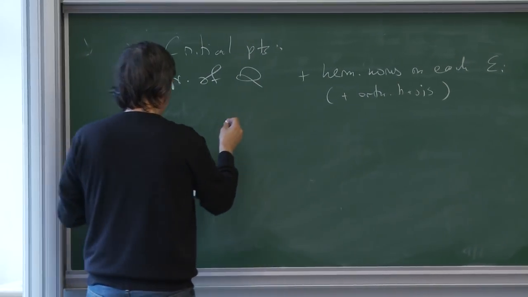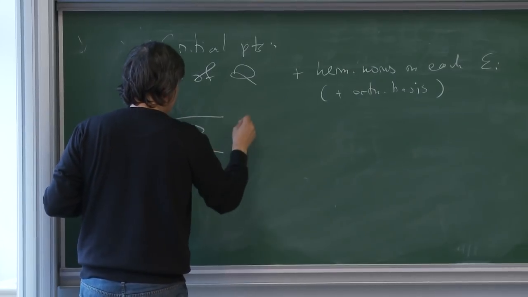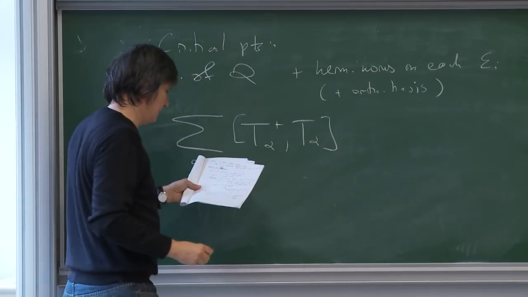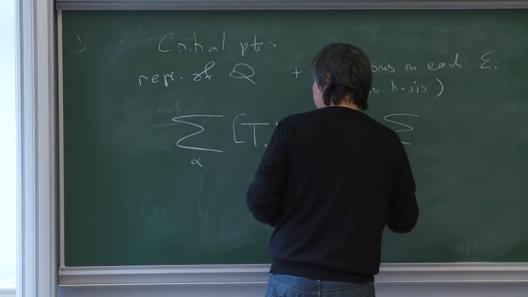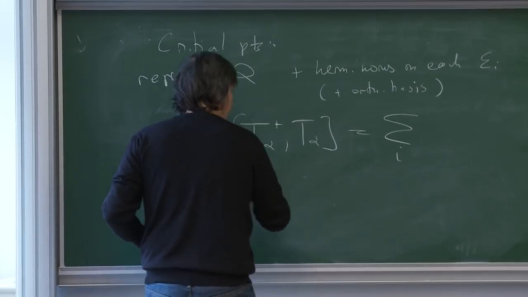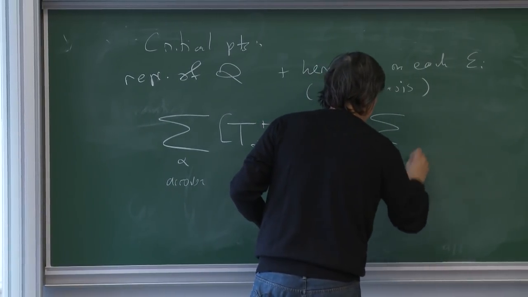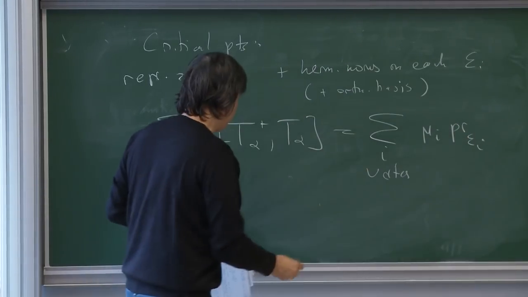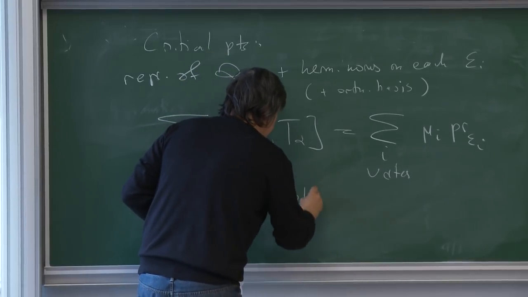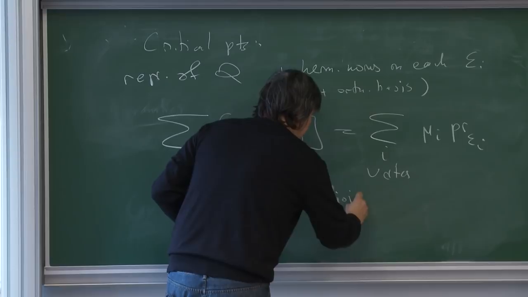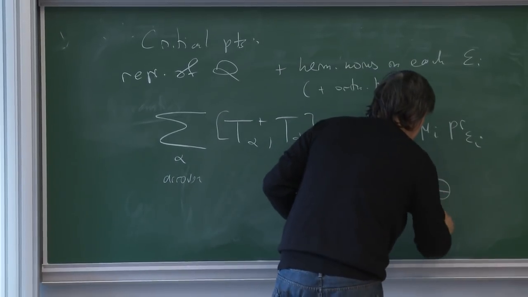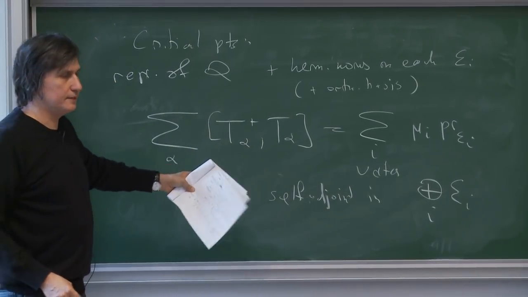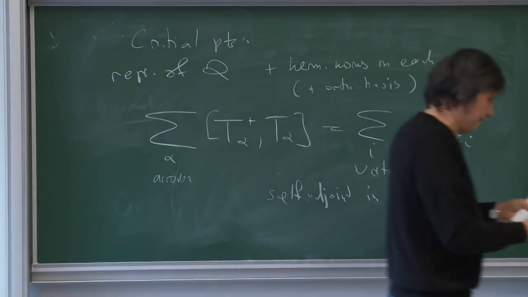And the equation is the following. Sum over all arrows of this commutator, you get a sum over arrows, and here it's a sum over all vertices of mu_i times the projection onto E_i. And the left-hand side is a self-adjoint operator in the total space of the representation of the quiver. So you get this neat equation for the existence of a minimal point.